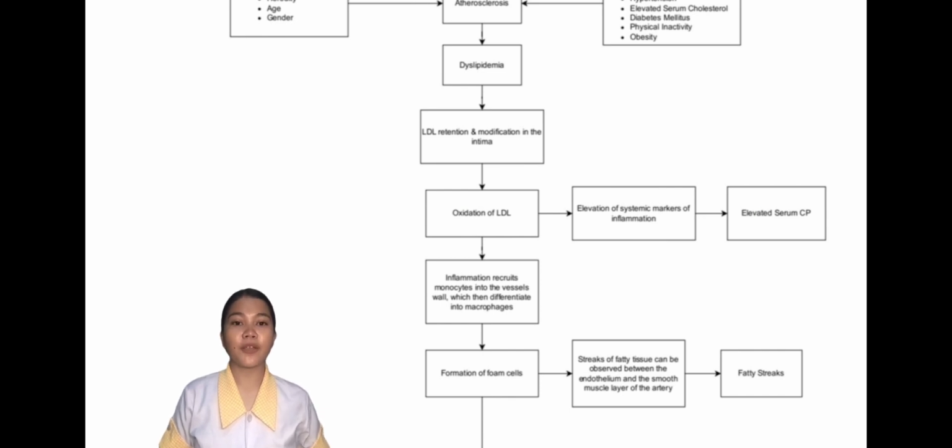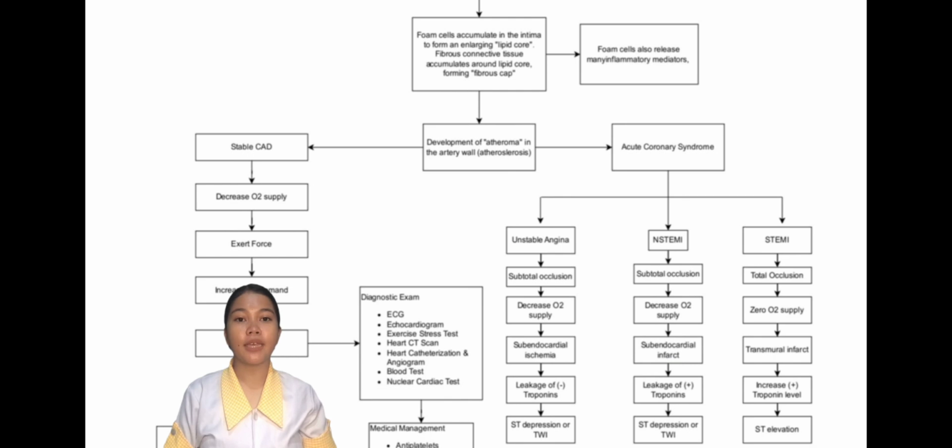Then, streaks of fatty tissue can be observed between the endothelium and the smooth muscle layer of the artery. The foam cells accumulate in the intima to form an enlarging lipid core. Fibrous connective tissue accumulates around the lipid core, forming a fibrous cap. Then the foam cells also release many inflammatory mediators. This foam cell accumulation results in the development of atheroma in the artery wall, or what we call atherosclerosis.